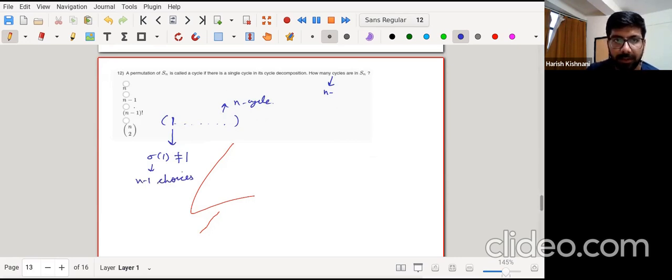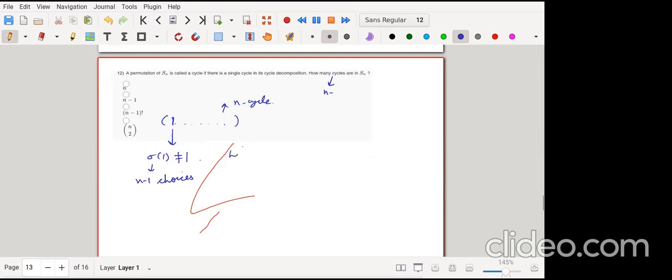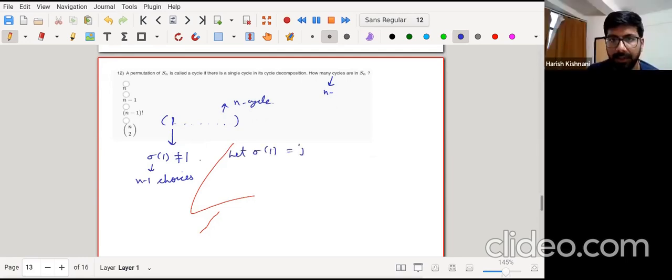Say sigma of 1 is something j, which is greater than 1. Then the first element you can choose arbitrarily, because cycles you can shift in a cyclic order. What does that mean? 1 2 3 is the same as 2 3 1, right? Because that won't change the image. As long as you are making changes in a cyclic order, 2 3 1 or say 3 1 2, the image won't change. So you can by default start with 1. That's what I'm doing here. I am starting with 1.